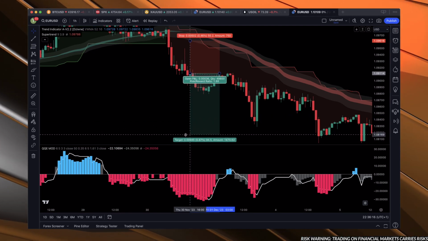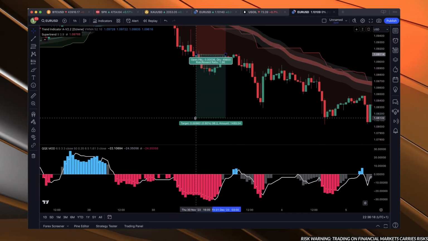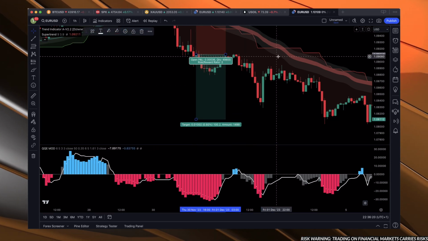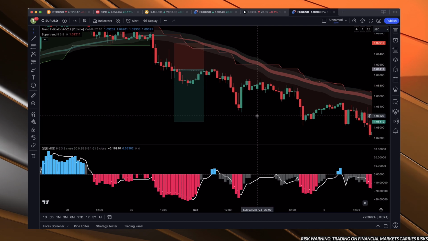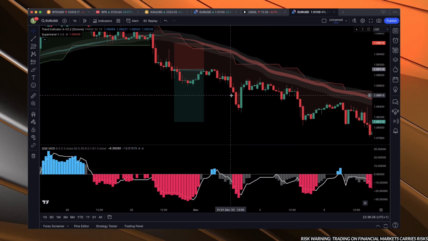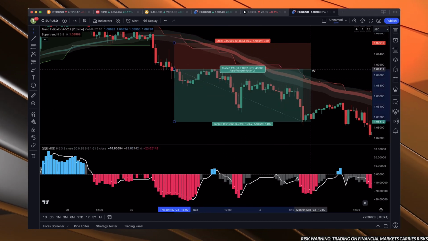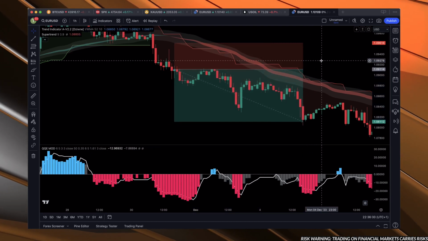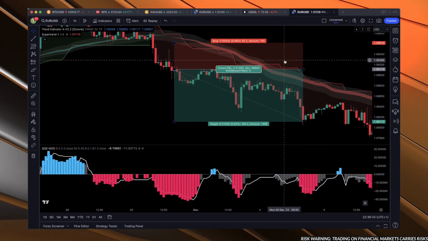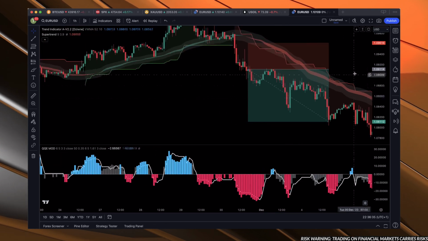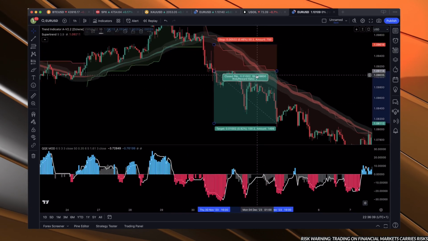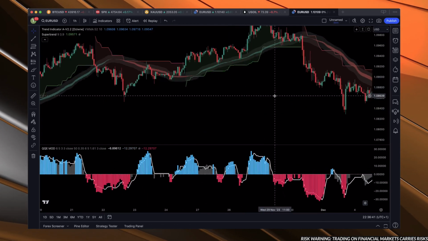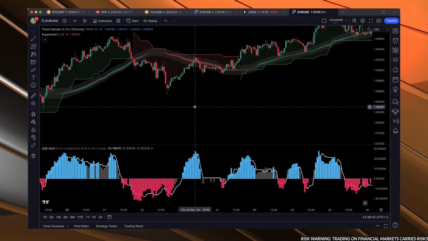So we are setting 2. Our potential profit is twice as big as the amount that we are risking. So as you can see, this trade would be profitable over here. Now let's check another example of a sell trade.